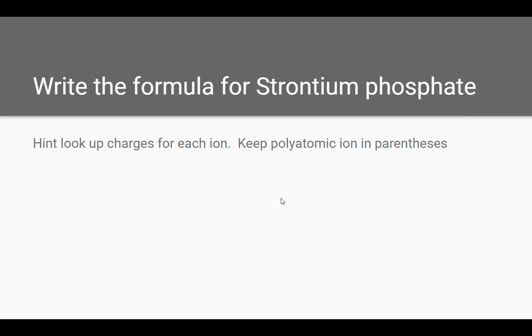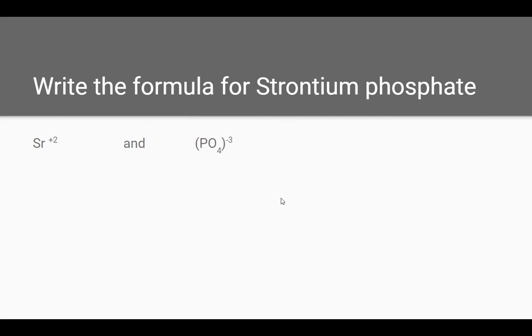Now, switching gears, if we were going to write the formula for strontium phosphate, the first thing we would want to do is to look up the charges for each ion. We would want to keep the polyatomic ion, in this case phosphate, its formula in parentheses. Okay, so my 2 ions are Sr +2 and parentheses PO4 close parentheses -3. I want to keep all the numbers and letters inside the parentheses exactly the same, making no changes.